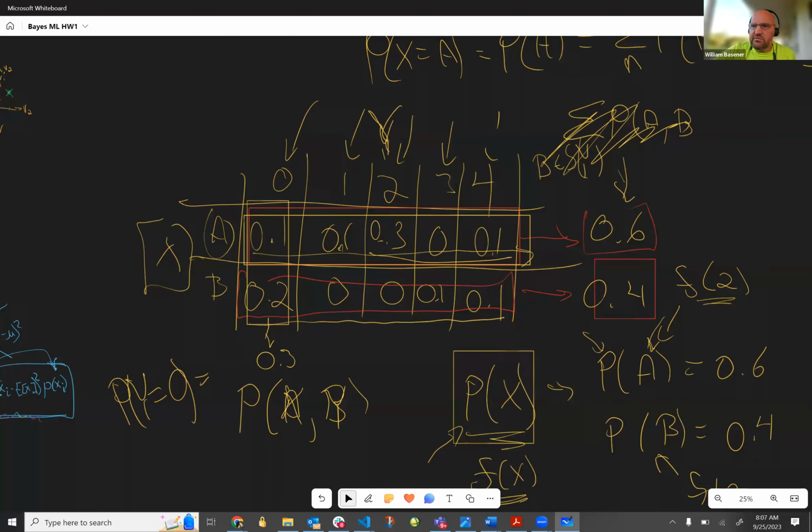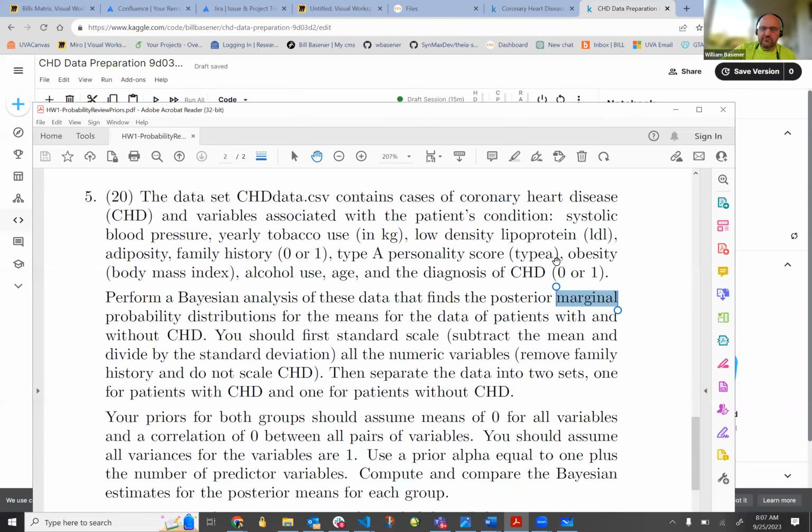Okay, so when you see marginal probability, think of this picture. Think of summing. You have two variables in your distribution. You fix one of them, and you sum across all possible values of the other. It could be a sum, it could be an integral. You could be fixing more than one variable. You could fix 2 or 3 and sum with respect to 2 or 3 other ones, right? Okay, so probability distributions for the means.